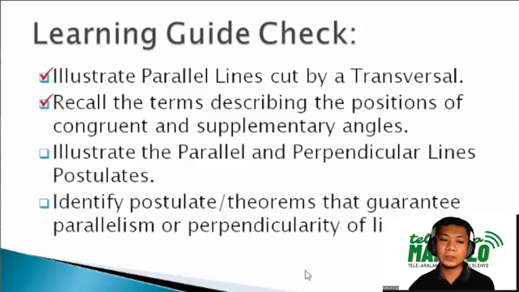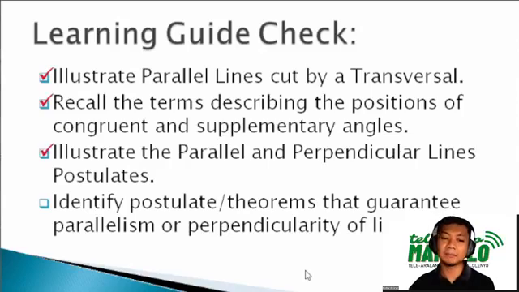We also recall the terms describing the positions of congruent and supplementary angles. We have the interior angles, the exterior angles, the same side interior angles, the same side exterior angles, the alternate interior angles, and the alternate exterior angles. Some of them give congruent pairs of angles, and some are supplementary pairs.